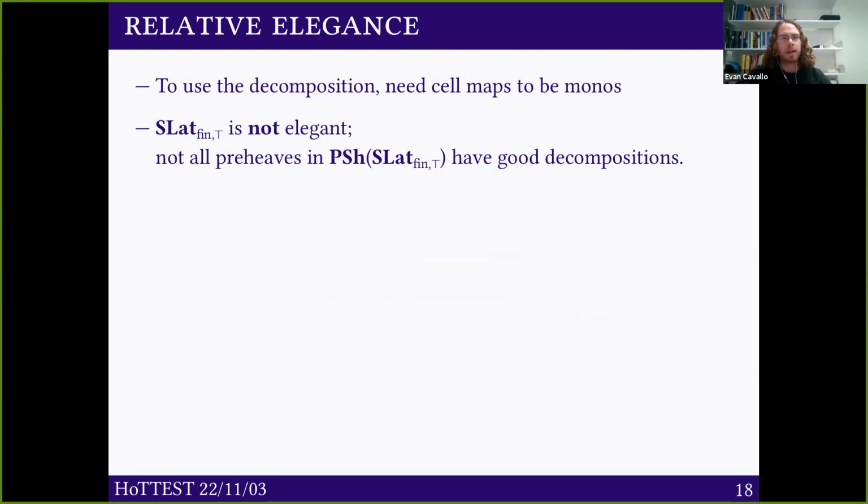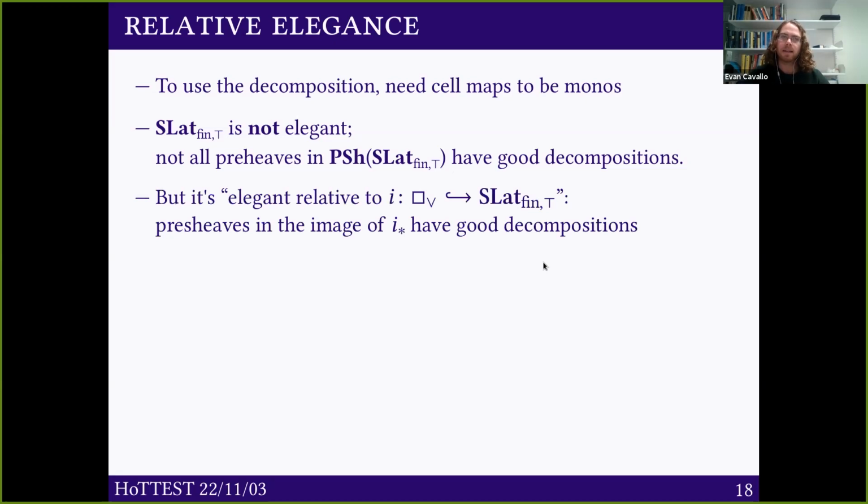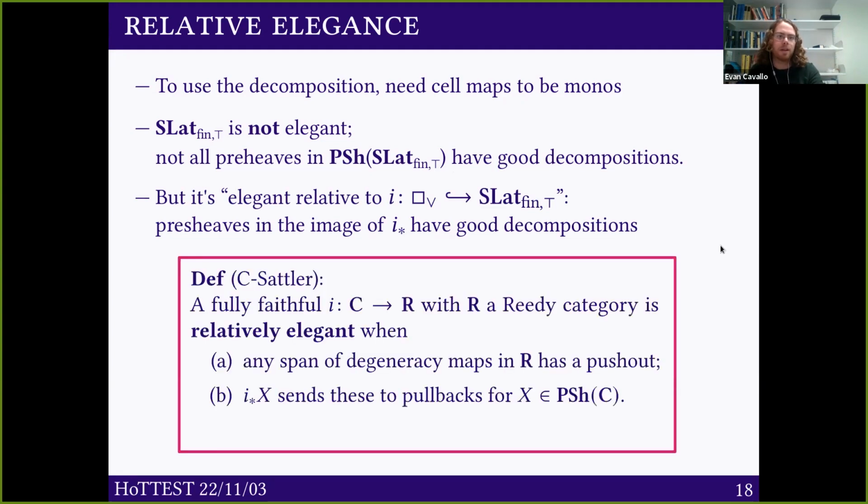And our larger Reedy category isn't elegant either. So not all presheaves in this category have good decompositions. But, and here's the concept of relative elegance from the title, it's elegant relative to this inclusion. So any presheaf in the image of I lower star has a good decomposition. And so there's our definition.